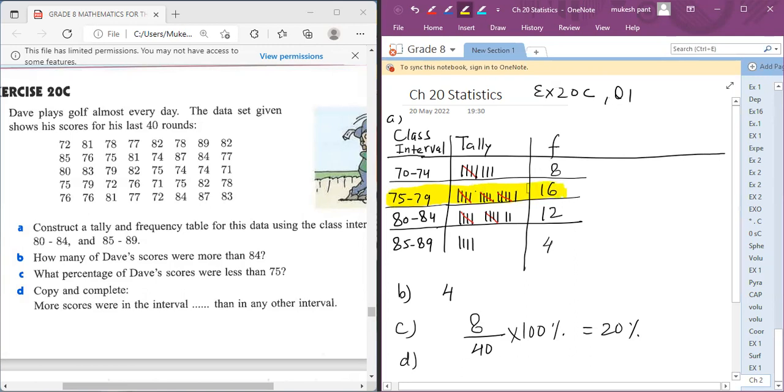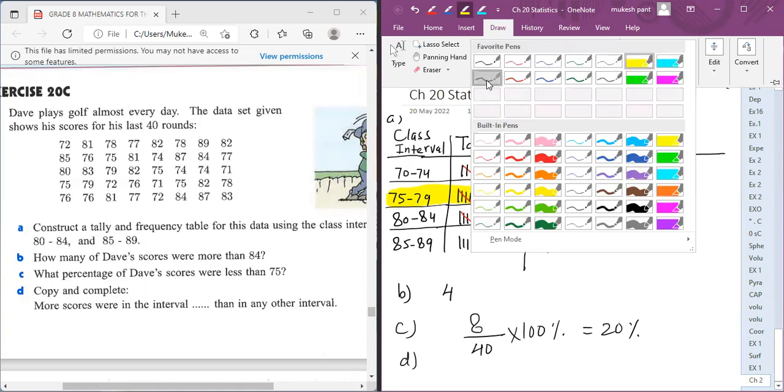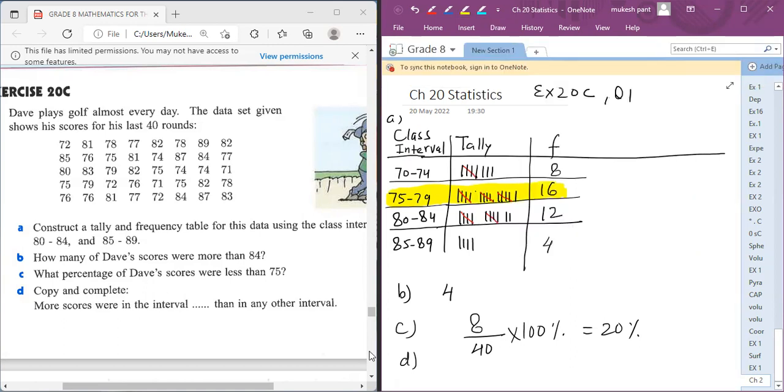Later you will see this is the modal class because it has the highest frequency. This time he's not asking, but otherwise, if I change the question, we can say it's the modal class. So this is the modal class. And which class interval? This class interval, 75 to 79.